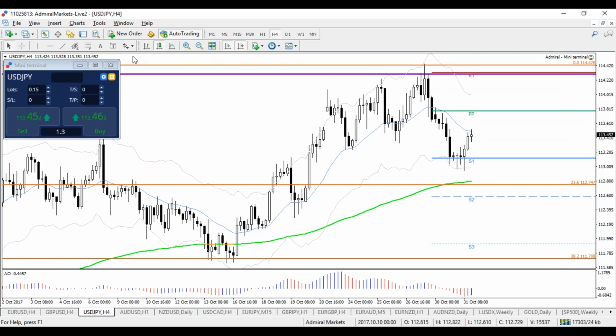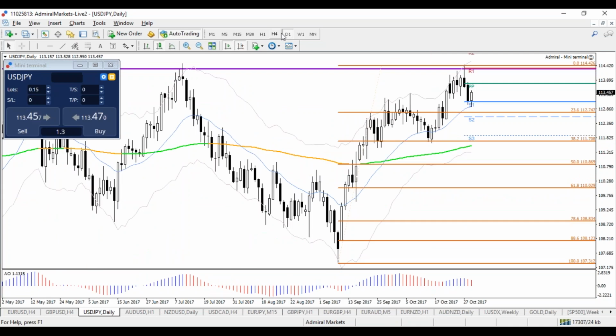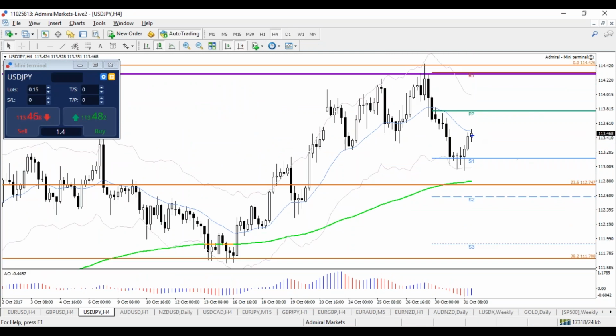Now, dollar yen. Personally, I'm bearish, but there is a little bit of a bounce already at S1. So let's see. I would like to see a turn somewhere in here. If there are bearish candles here, I think it could still be good for continuation lower.